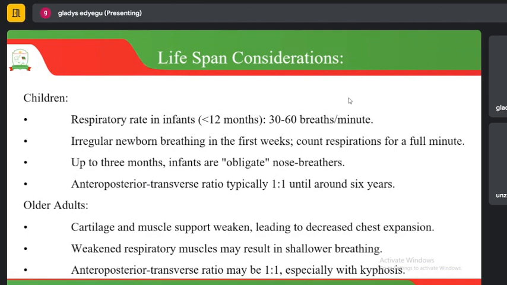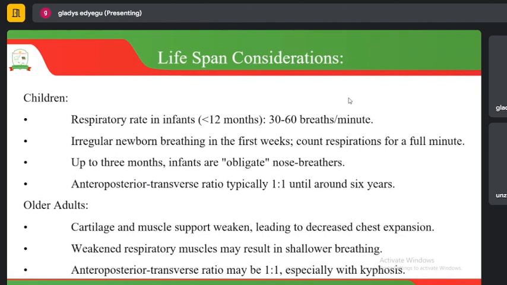And also yesterday, as we had a lesson, I remember we came up with some of the abnormalities that people may think are abnormal, but which are normal at certain ages. So we have to put those into consideration so that we don't diagnose our patients when it is normal for them. For the older adults, the cartilage and the muscle support weaken. This is what I've been trying to say.